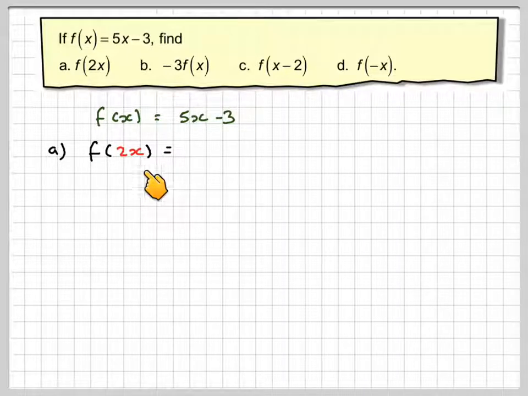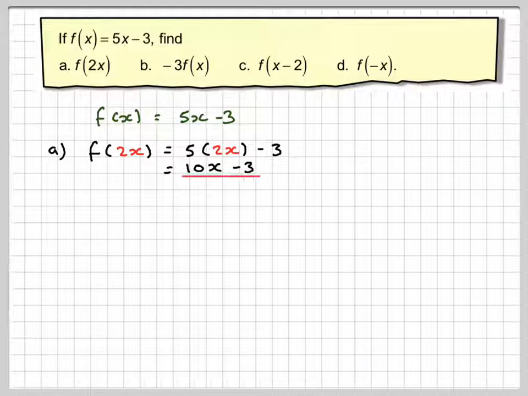So f of 2x, that means everywhere there's an x in here, we now replace it with 2x. So we're going to have 5 bracket 2x minus 3. We now simplify that, so it's going to give me 10x minus 3, and there we're done.